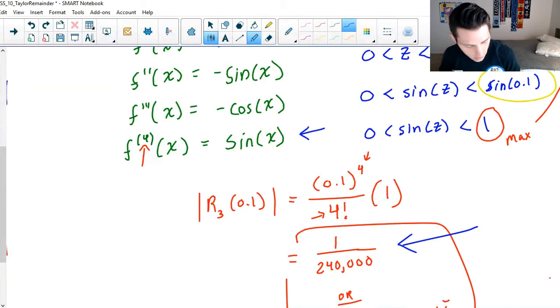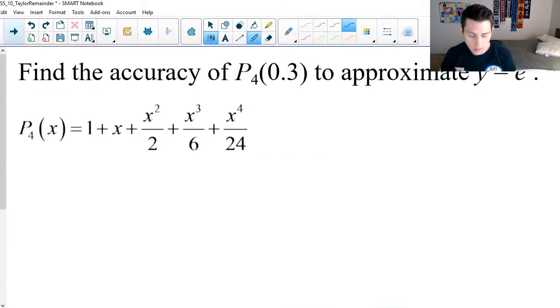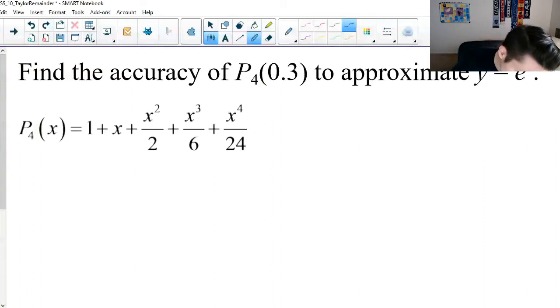Okay, let's look at another one. Find the accuracy of the fourth degree polynomial of 0.3 to approximate y equals e to the x. Yeah, you guys can't see that. Let me move that down.